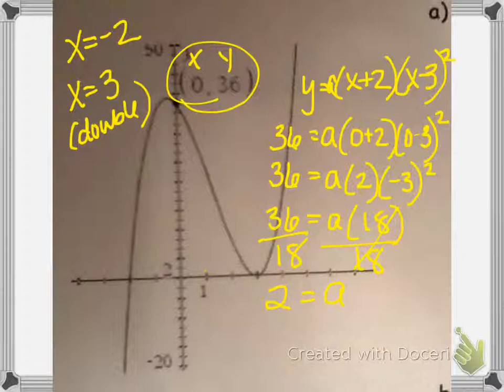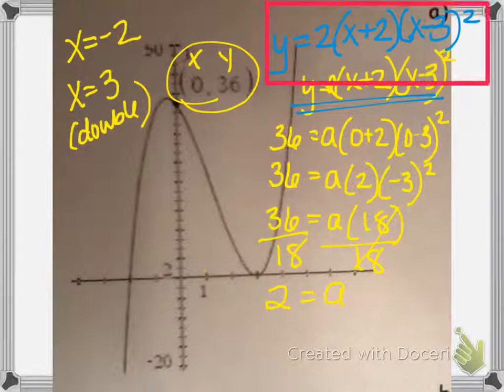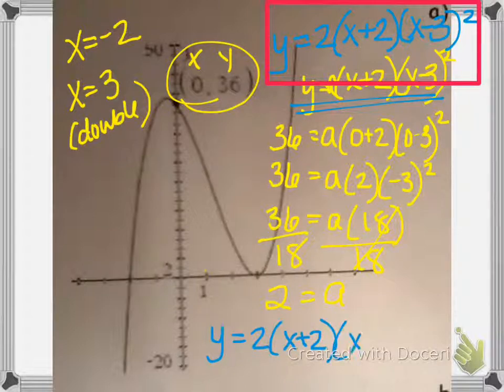So go back to my original equation. That was here, and I put in a. So y equals 2 times x plus 2 times x minus 3 squared. And that is your final answer for that problem. Is that easy to see or not really? I could rewrite it down here. Y equals 2 times x plus 2 times x minus 3 squared, because that was our double root. Okay? Moving right along on to B.